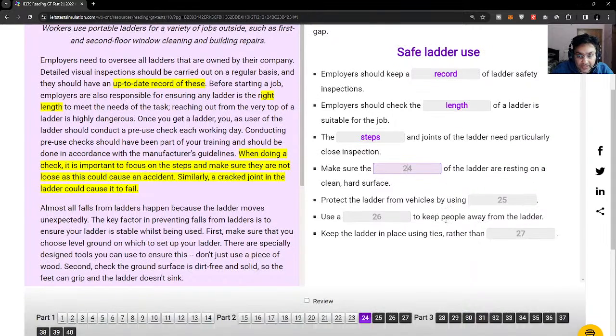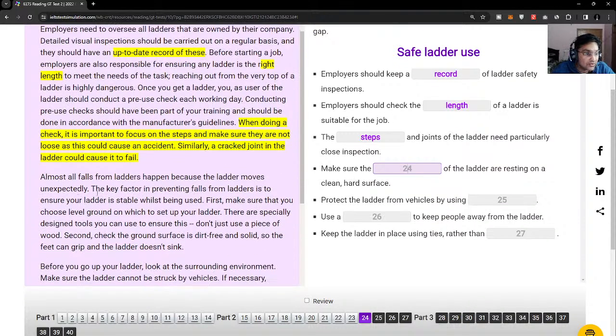Make sure the feet of the ladder are resting on a clean, hard surface. Almost all ladder accidents happen because the ladder moves unexpectedly. The key factor in preventing a fall is to ensure the ladder is stable whilst being used. First, make sure that you choose level ground on which to set up.